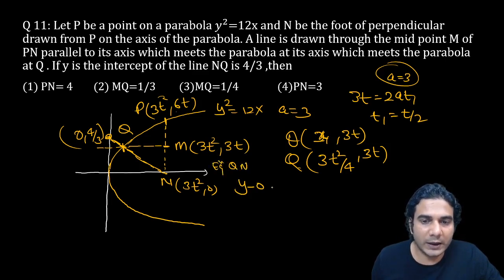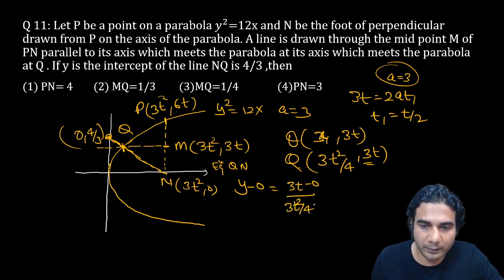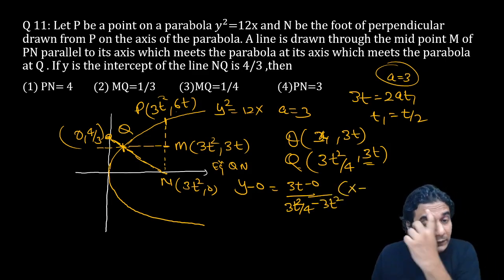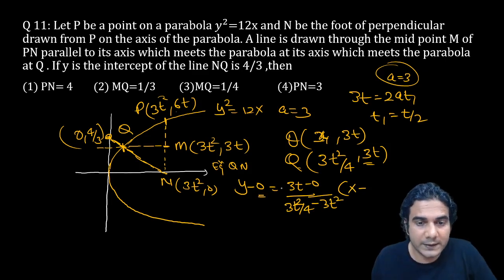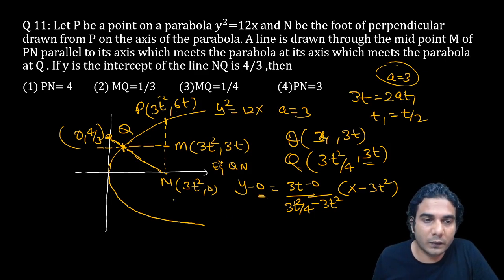Equation of Qn is y minus 0 is equal to (y2 minus y1) upon (x2 minus x1). So y2, let's take this Q point, y2 is 3t minus 0 upon 3t square by 4 minus this 3t square, into x minus x1. We have taken y1 as 0, so x1 is 3t square. Because we need the y coordinate of point Q, put x is equal to 0 in this, and you'll get the y coordinate of point Q.